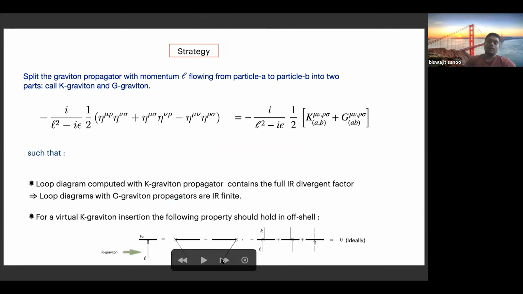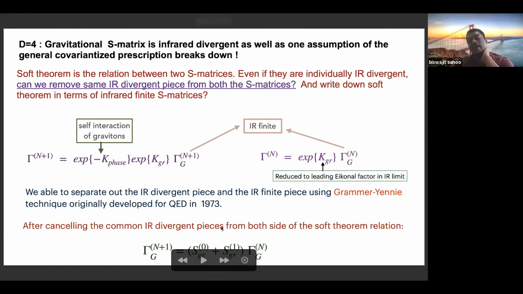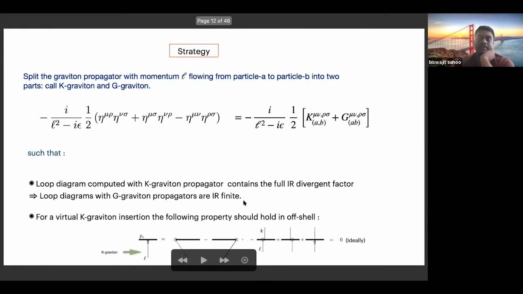So basically what we have to do is first factor out the IR divergent piece from the IR finite piece. For the quantum electrodynamics case, that was developed by Grammer and Ieni in 1973. We basically generalized this idea to the case of gravity, which I'm going to explain.